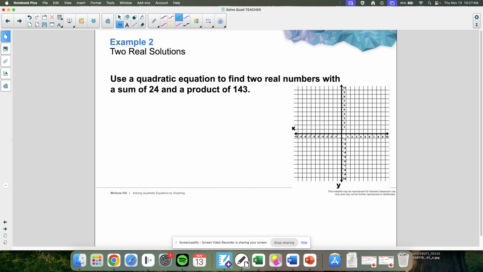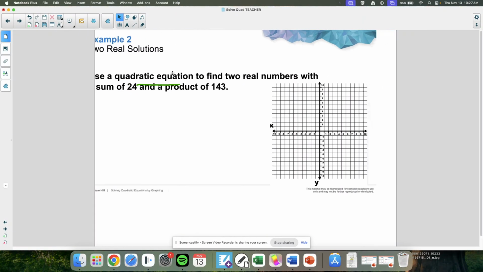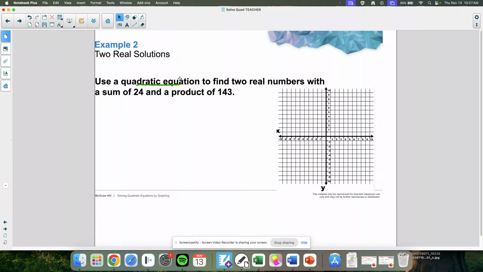Okay, this is going to be an application type problem. First we're going to talk about how you guys would normally solve it. This says use a quadratic equation. Quadratic just means we're going to have an x squared, to find two real numbers with a sum of 24 and a product of 143. I'm going to first show you what you would normally have done, because you guys have solved these before in Algebra 1.